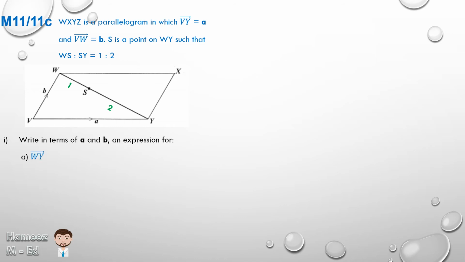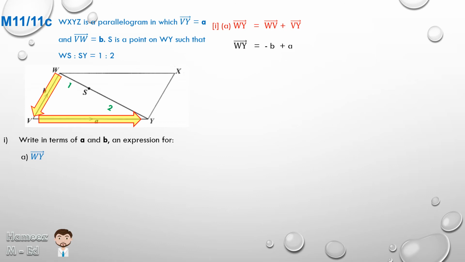So WY, how do we go from W to Y? We can write in formula. We can start from W and head to V, and then from V to Y. Now WV, the magnitude is small b, but it's heading in the opposite direction. So it's minus b plus a.